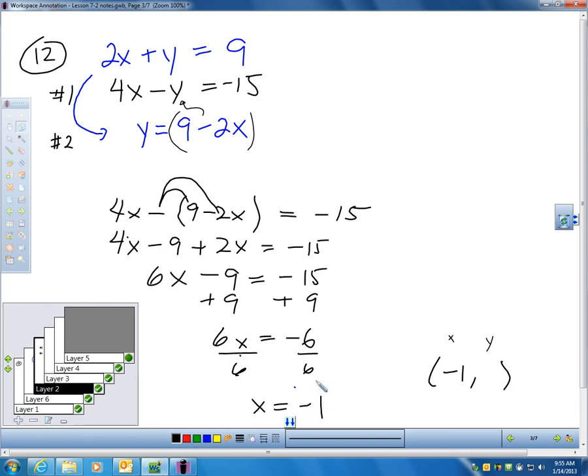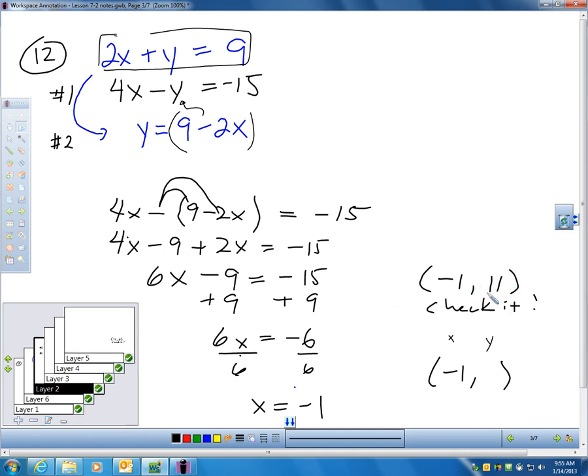Take negative 1, plug it into one of your original equations. I'll plug it into this one. Well, if I plug in negative 1 for x, I have negative 2 plus y is 9. Well, negative 2 plus 11 would equal 9, so I know right now that y would have to be 11.